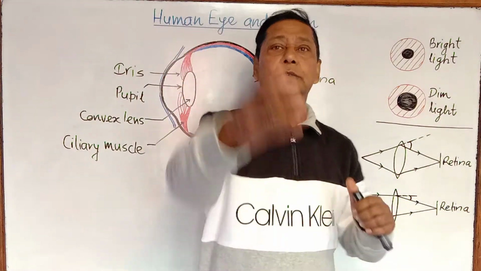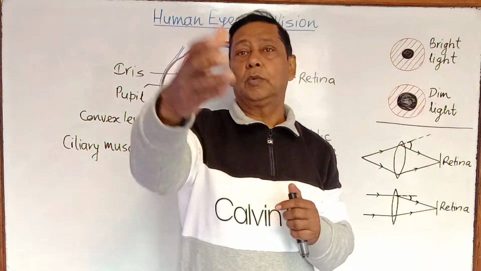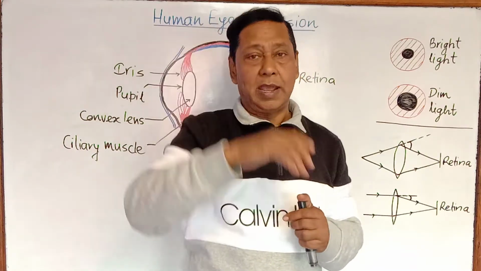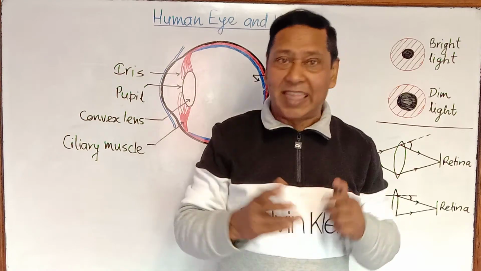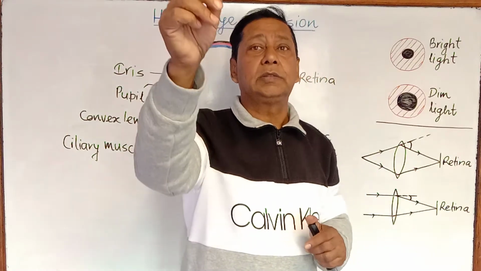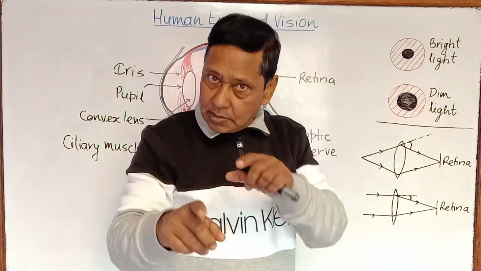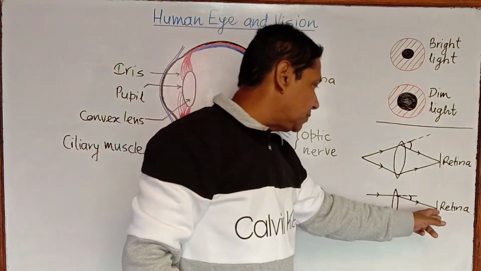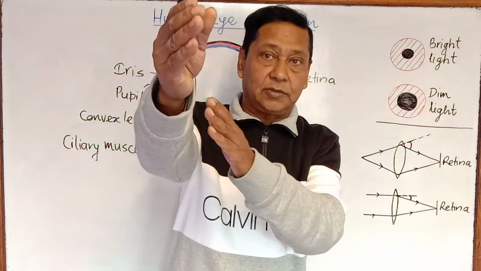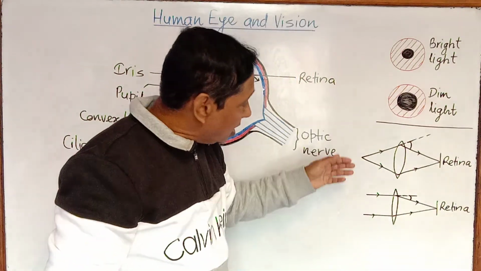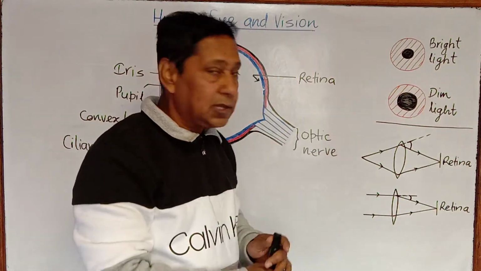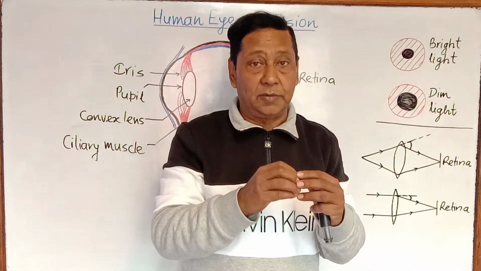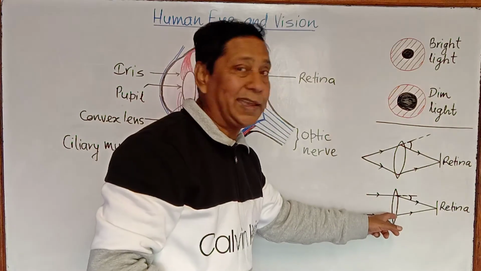But while watching a distant object, if I am watching somewhere a little far, some person coming from a little distance or some houses or trees, then the light rays coming from this distant object are parallel to each other like this. Now we have to focus this object also on the retina, otherwise that object cannot be seen clearly. And for this, what happens? The ciliary muscle relaxes while watching a distant object, and it makes the convex lens of the eye thin.